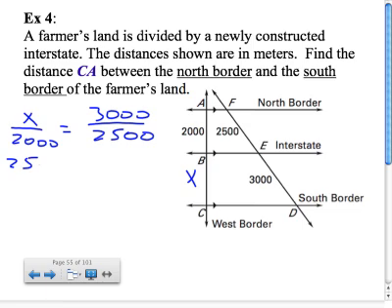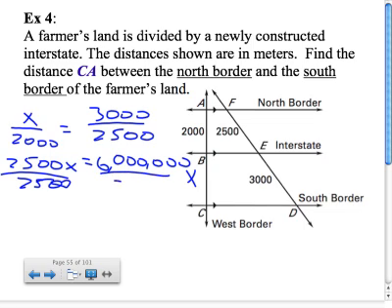Cross multiply, 2,500x equals 6, and then we have 6 zeros. 1, 2, 3, 4, 5, 6. Divide both sides by the coefficient of x here, 2,500. And you find the length of CB here to be, let's see here, 6 million divided by 2,500 is 2,400. So this length is 2,400.